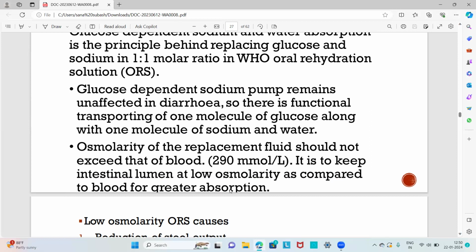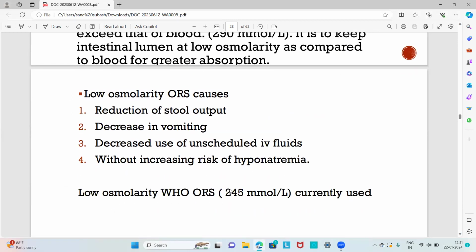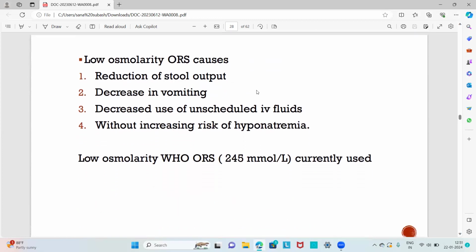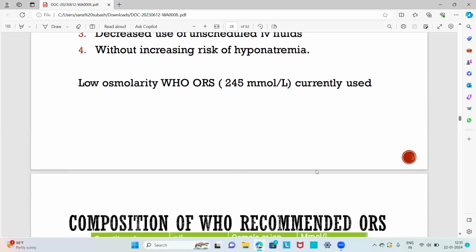So the osmolarity of the replacement fluid should not exceed that of the blood. That is, blood's osmolarity is 290 millimole per liter. So the osmolarity of the replacement fluid is less than 290 millimole per liter. So we have to prepare the low osmolarity ORS, which causes a reduction in stool output, decreased vomiting, decreased use of unscheduled IV fluids, and without increased risk of hyponatremia. So our low osmolarity ORS contains 245 millimole per liter of osmolarity, and that is called the low osmolarity WHO ORS, which is currently used.